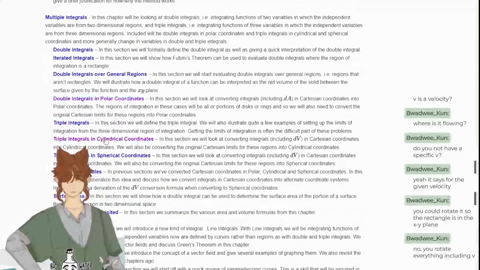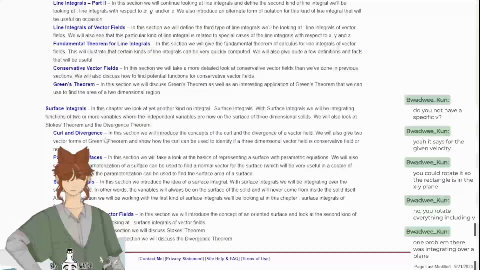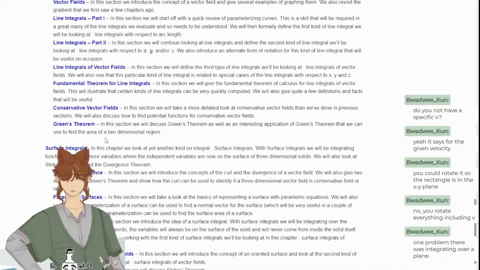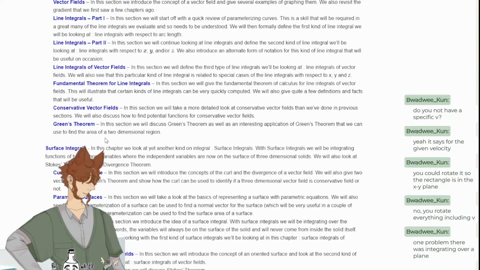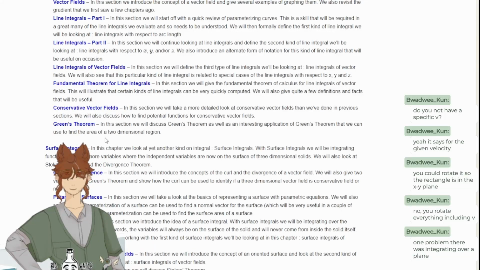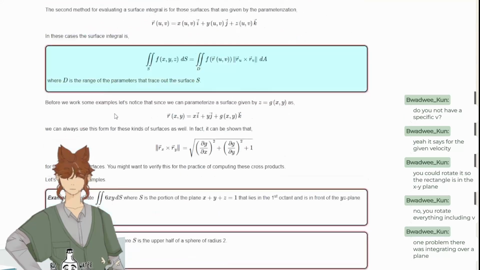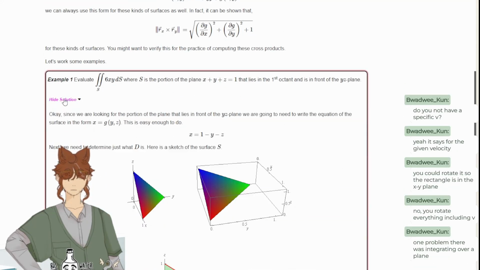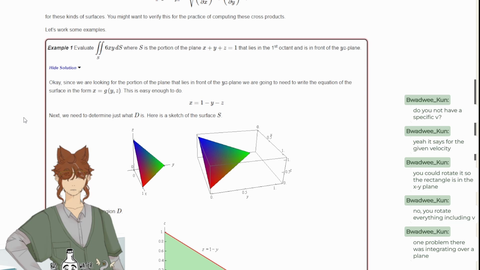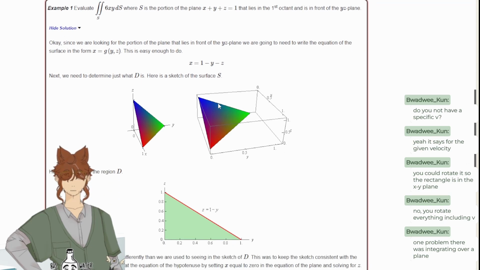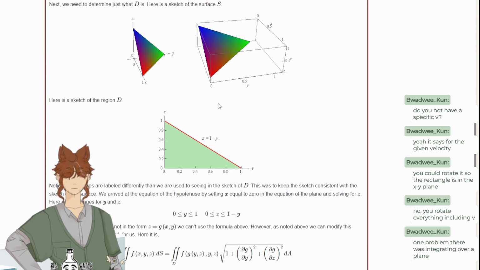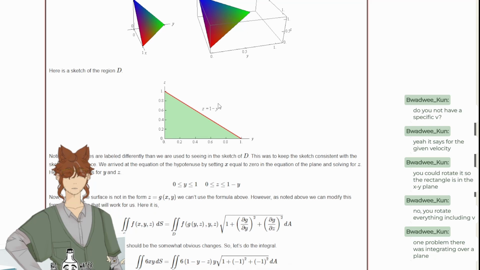It's area and volume, surface integrals. Let's see. One problem there was integrating over a plane, a portion of a plane. Okay, so x equals 1 minus y minus z. We need to determine what D is. Notice the x's are labeled differently than we were used to seeing in the sketch of D. This was to keep the sketch consistent.